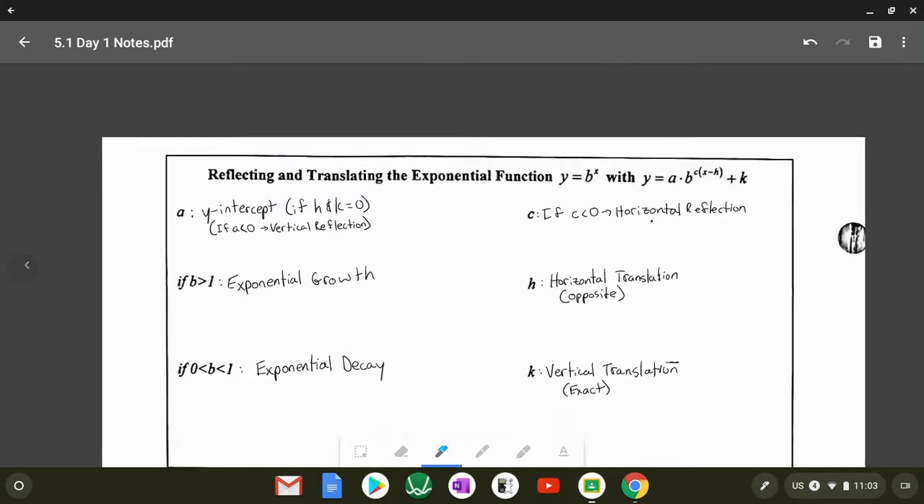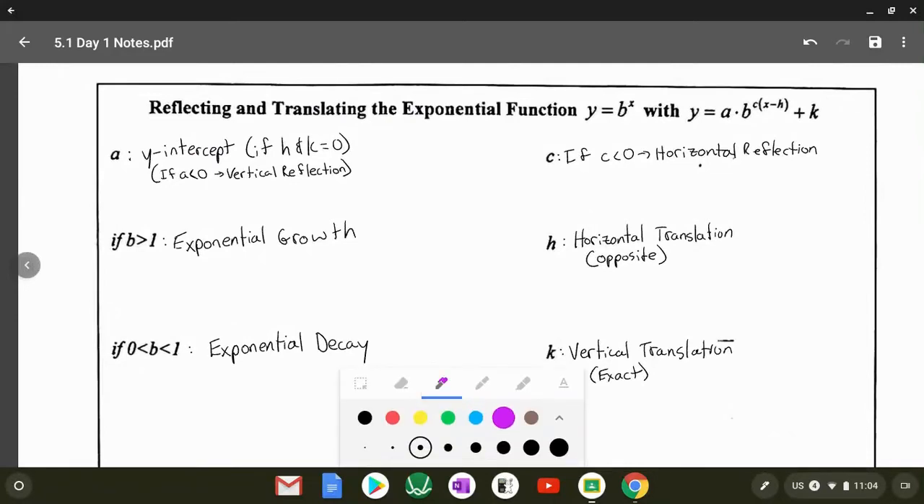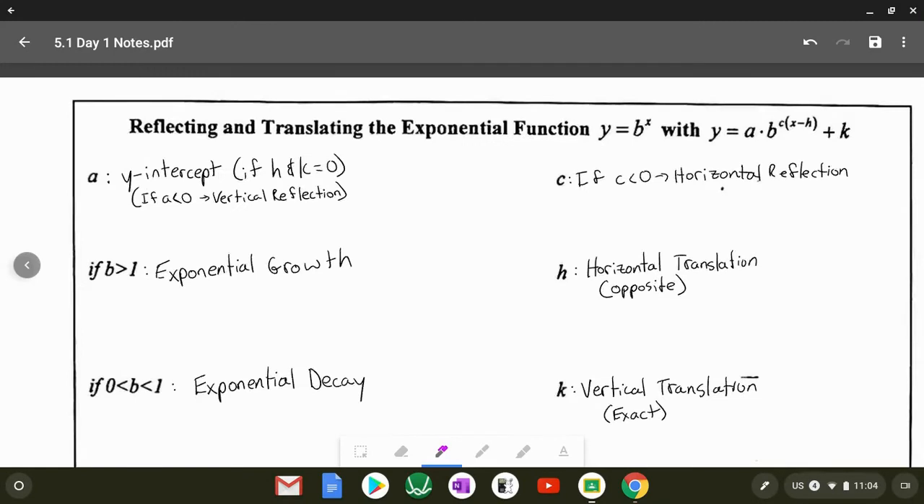I already kind of wrote these out for you. So again, if yours is blank up top, if you want to pause it and write these down. But basically what we did on the front, and we'll go back and show you the example that we did with the base being 2, we were applying reflections and translations to an exponential function.